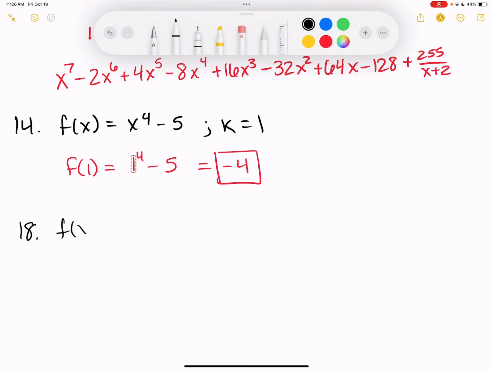18, f of x equals x to the 5th minus 2x to the 4th plus 3x squared minus 20x plus 3, and k equals -1.